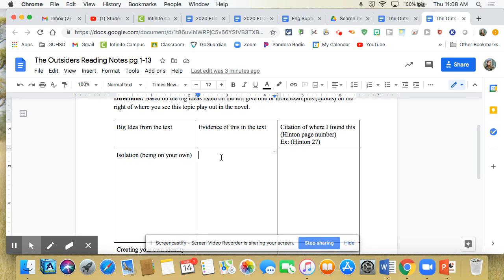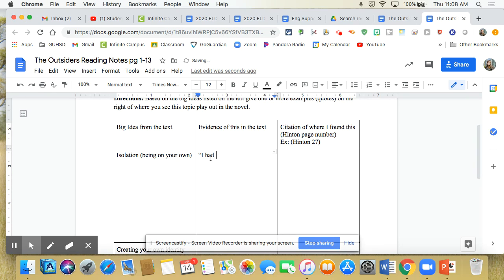Now you cannot copy mine, so you'll have to find your own. But one of the examples I found is from the book, and it really shows being alone or being on your own and being sad about it. So I'm going to go ahead and write it here. I'm going to put quotation marks because this is a quote from the text.